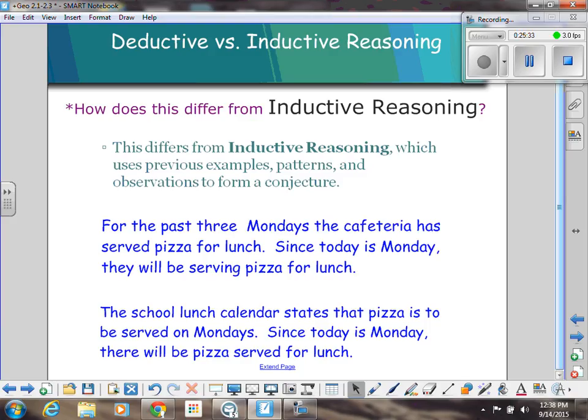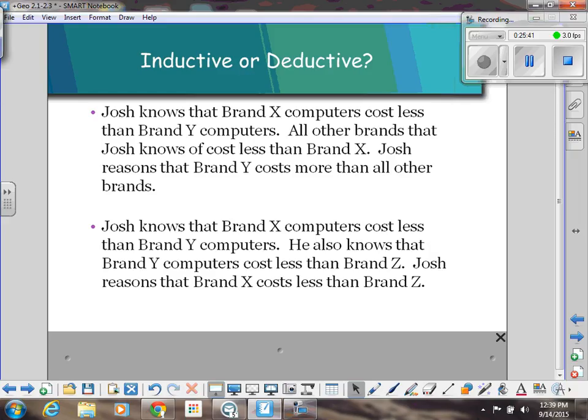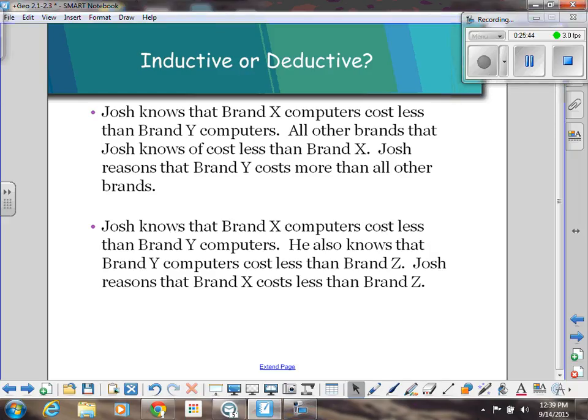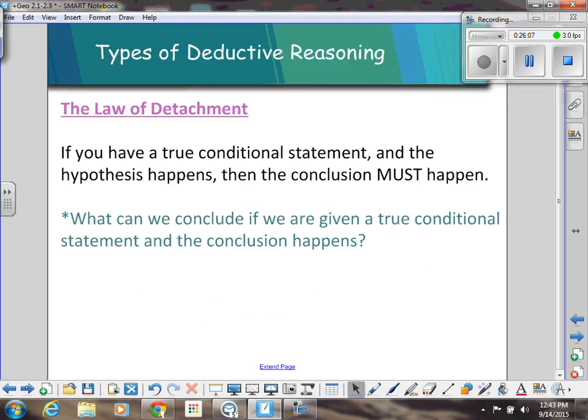Any questions on that? Yeah. Okay, so I want you to look at both of these examples. One of them is inductive and one of them is deductive. So I want you to figure out which one you think is inductive, which one is deductive. Yeah, so this one can be a little bit tricky because it's just that the ones that he knows of, but that's what makes that inductive. Versus deductive, these are the facts, and we can't dispute them, no matter who is looking at brand Y or brand X.